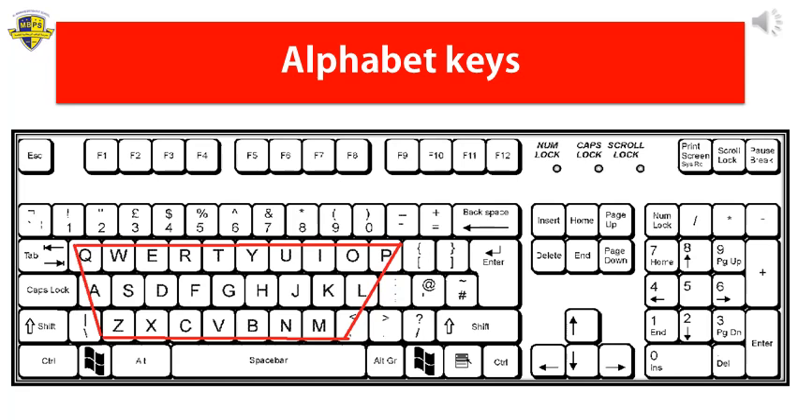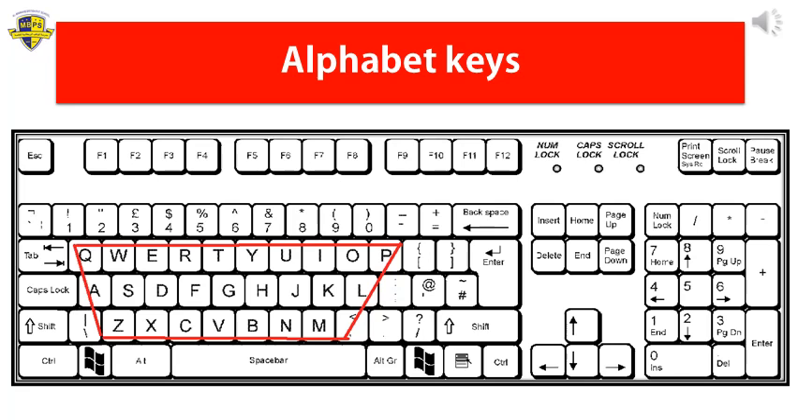That starts from Q, W, E, R, T, Y, U, I, O, P. And then in the next line, A, S, D, F, G, H, J, K, L. The third line, Z, X, C, V, B, N, M.